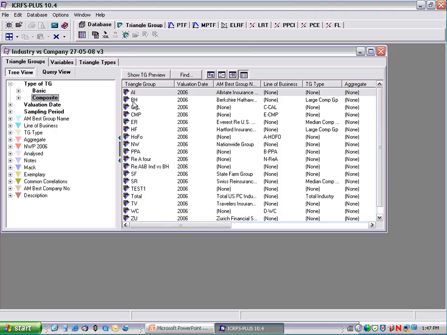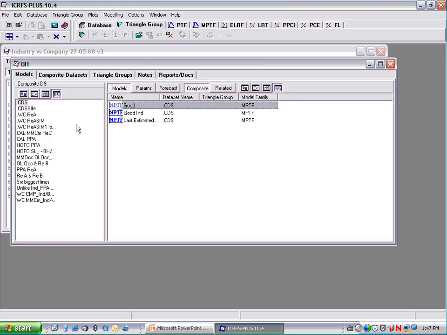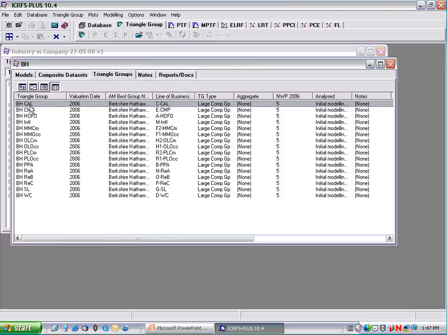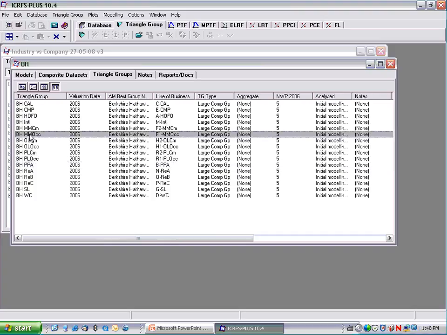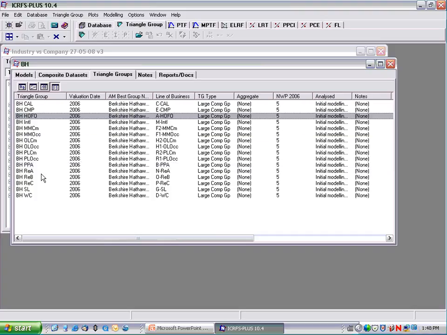called BH, which stands for Berkshire Hathaway. Let's open that. And this particular triangle group comprises other triangle groups, these ones here, which represent each one of the lines of business: private passenger automobile, medical malpractice occurrence, homeowners, farm owners, and so on.